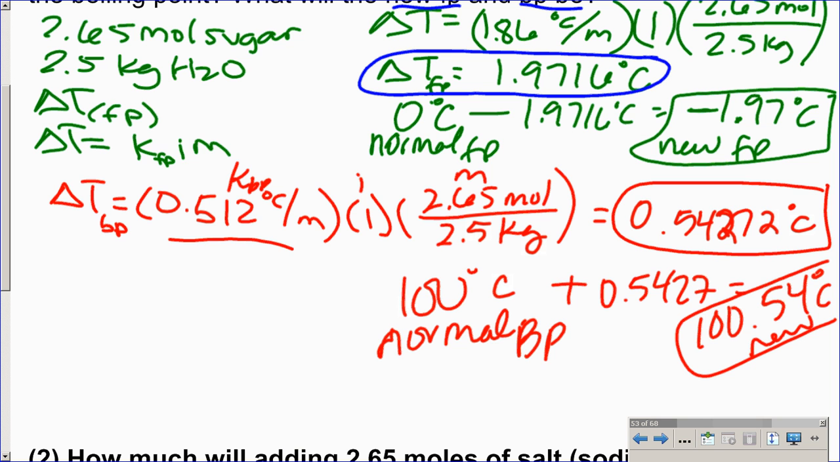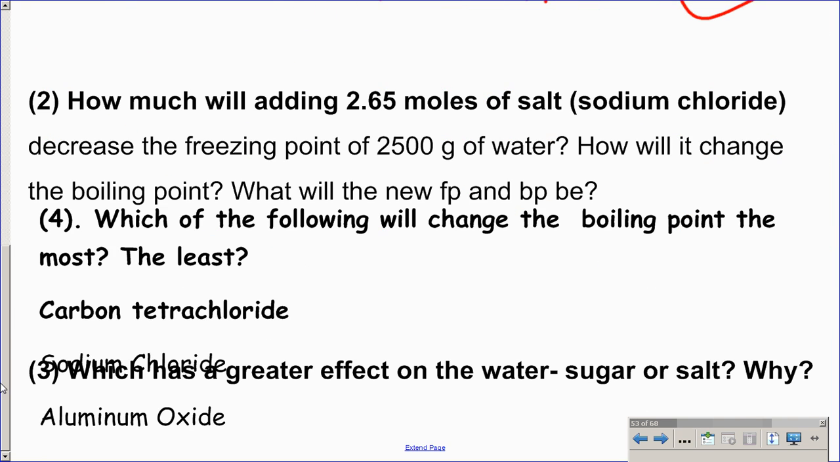So if the freezing point gets depressed, you subtract. Boiling point is elevated, so you increase it. All right, there's one more down here. We're going to do salt, not road salt, normal salt, sodium chloride. You guys do the same thing for this. Number 2 here. Yeah, I will scroll up.